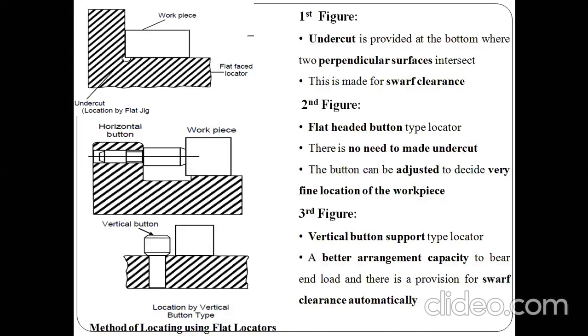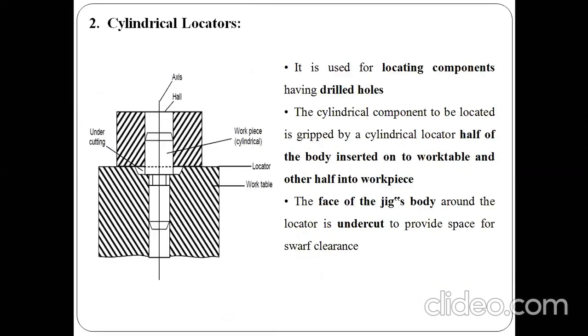It means in your second and third case there is no need of providing the undercut to remove the burr after the machining process. These are the three main cases of locating with flat locators. With the help of these flat locators, you can locate the flat workpiece over the fixture. These locators are mainly used for flat surfaces. Now the second case is your cylindrical locators.